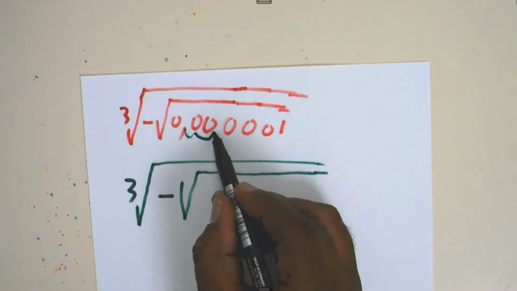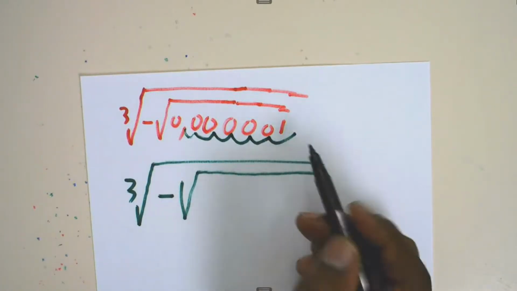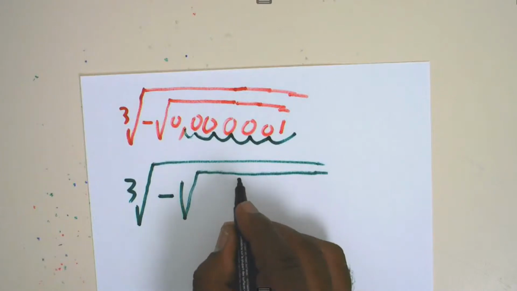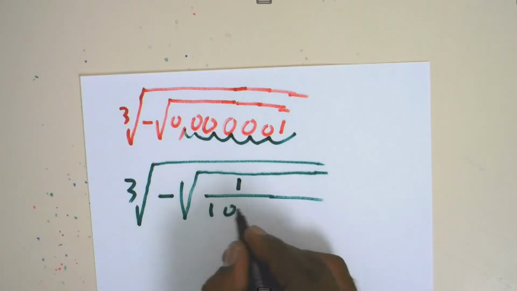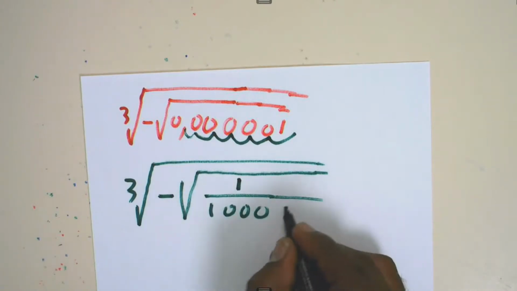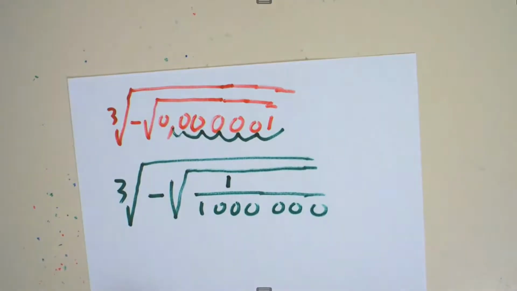1, 2, 3, 4, 5, 6. We moved it 6 times. So it's 1 over, 6 zeros is a million.